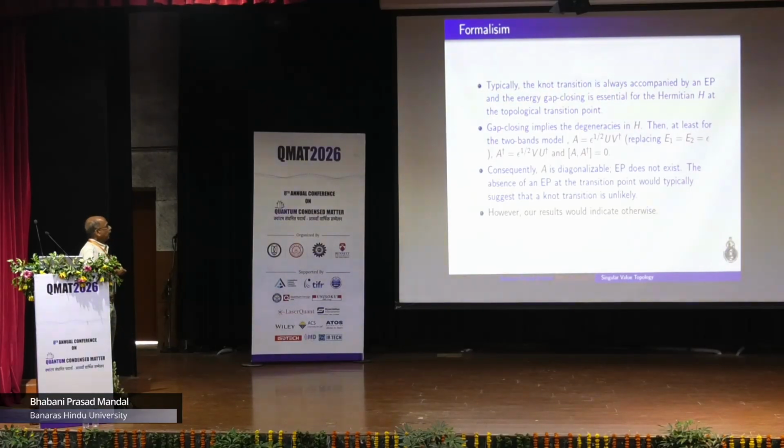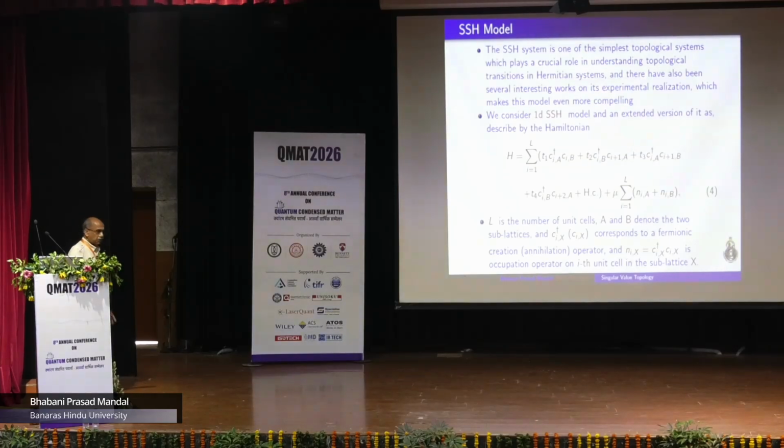So typically the knot transition is always accompanied by an EP. In all these non-Hermitian topology papers, we find that it is always accompanied by an EP, but in our work we find it is otherwise. At least for 2 by 2 we have shown it explicitly: at the transition point, say U1 U2 is epsilon. Then the A matrix is epsilon to the power half times the unit matrix and U V dagger, and similarly A dagger is like this, and they commute. So they can be simultaneously diagonalized, so there is no EP.